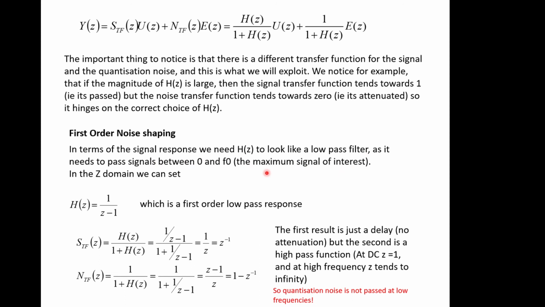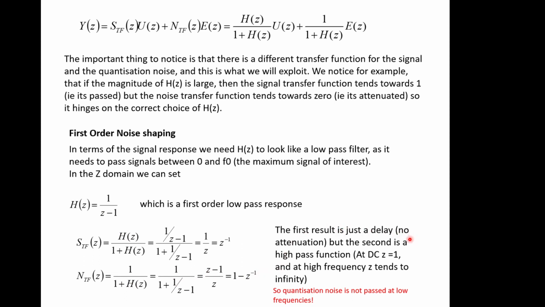And it just so happens that in the z domain, 1 over z minus 1 is the definition of a low pass or first order low pass filter. So we just substitute that in for h of z and these things here, and then for the signal we end up with a forward transfer function which just boils down to z to the minus 1, which we now know is just a delay, so that's quite neat. And the noise, if we put exactly the same transfer function h of z in for the noise here and simplify that down, it becomes 1 minus z to the minus 1.